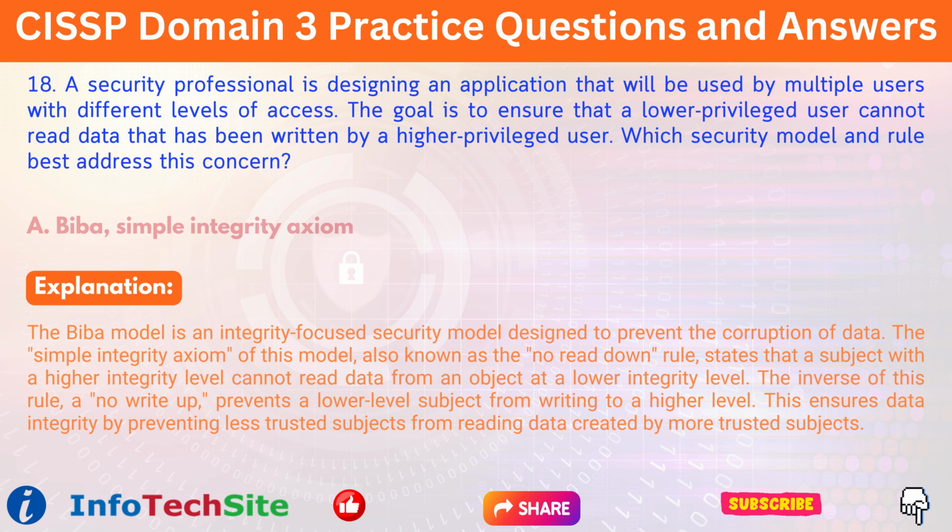The correct answer is A. Biba, Simple Integrity Axiom. Explanation. The Biba model is an integrity-focused security model designed to prevent the corruption of data. The simple integrity axiom of this model, also known as the no read-down rule, states that a subject with a higher integrity level cannot read data from an object at a lower integrity level. The inverse of this rule, a no write-up, prevents a lower-level subject from writing to a higher level. This ensures data integrity by preventing less trusted subjects from reading data created by more trusted subjects.